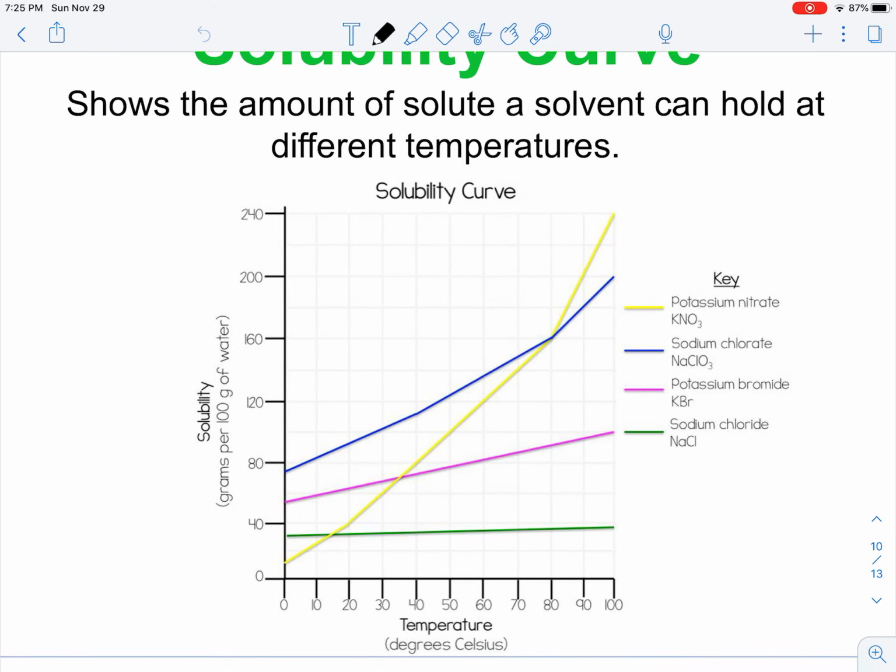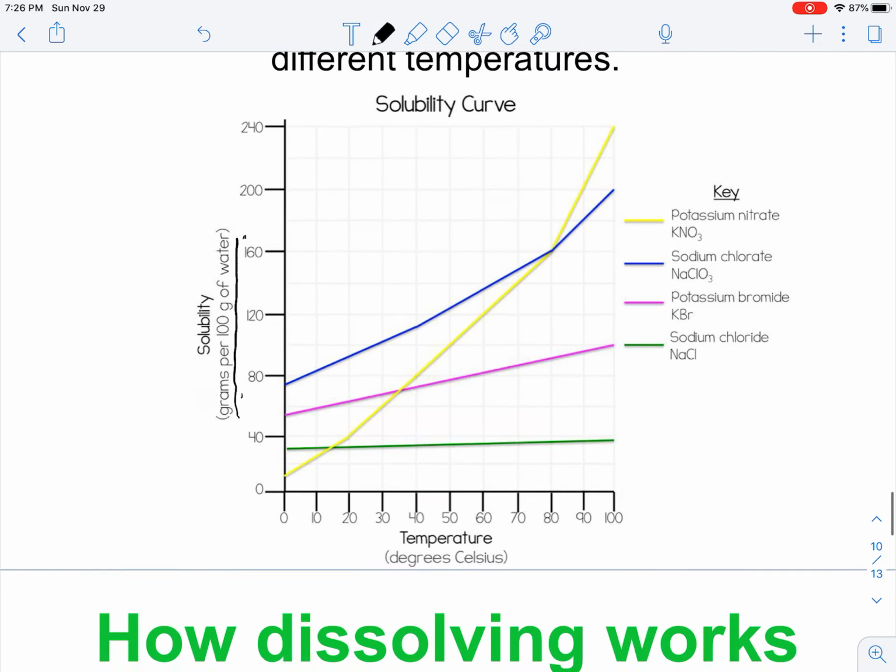So if you look at the x-axis, you have temperature in degrees Celsius. And then on the y-axis, you've got solubility, and it's grams per 100 grams of water. So it's basically how many grams of solute, so that is the solid, will dissolve in 100 grams of water, which is the solvent. And you're also going to have practice determining the solute and the solvent today, and I'll talk about that in just a second. But let's just look at the different compounds that we have.